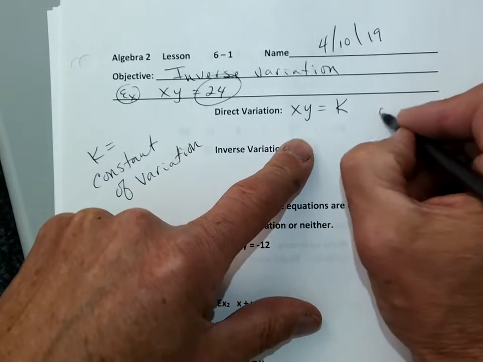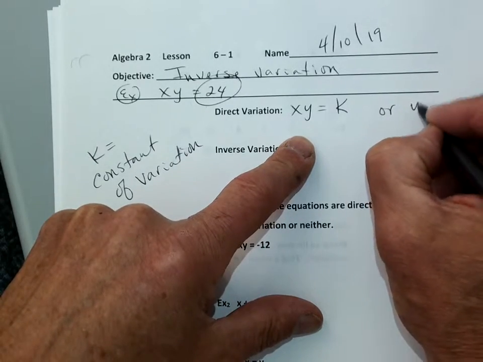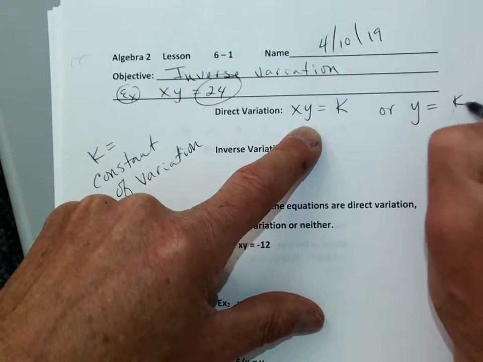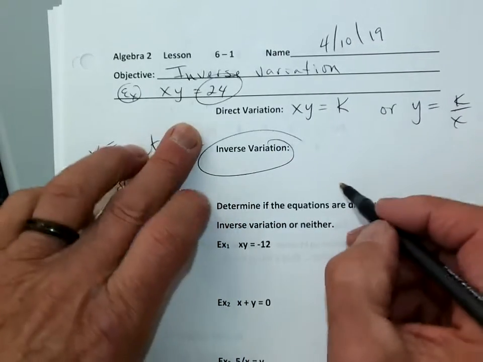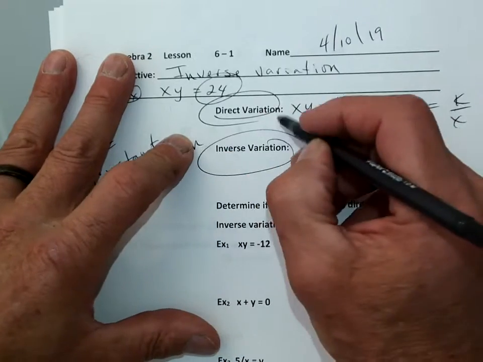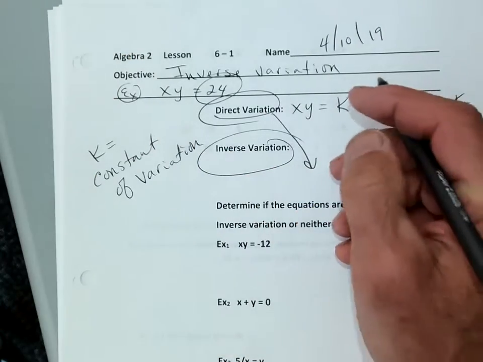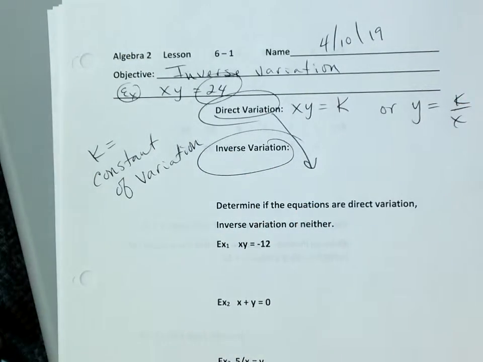Or we could write this as y equals k over x. Now, that's inverse variation. My bad, I put these in the wrong place. That's okay, we can do it. Now, direct variation is this. Direct variation is as one gets big, the other gets big. Right? As one gets big, the other gets big.